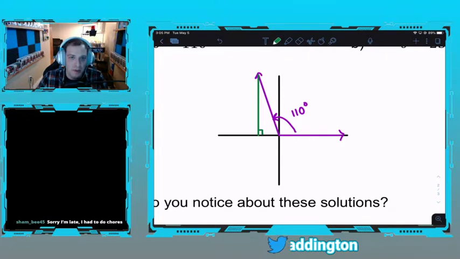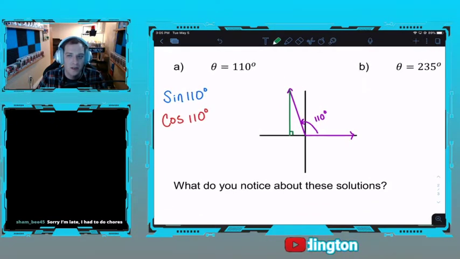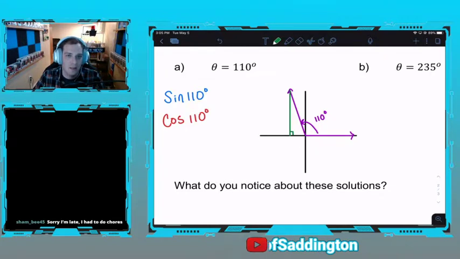You're okay, Shane. You didn't miss much. I just started. This is all I've written down so far. So we're on the second page of lesson number 5.